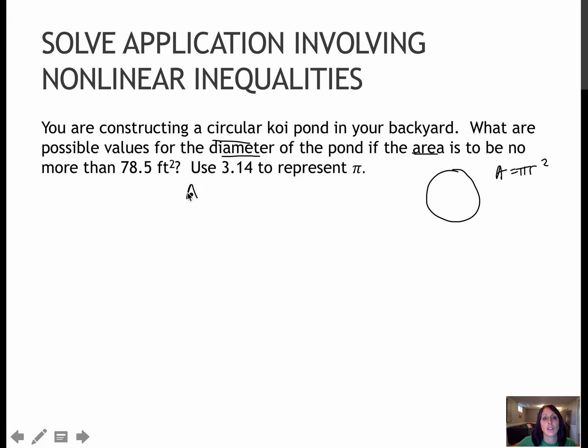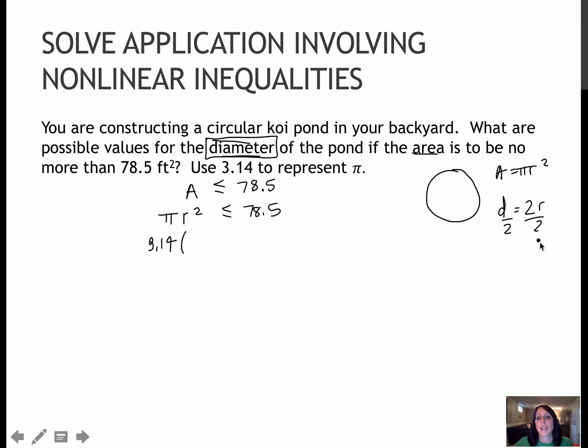So we need area to be no more than 78.5 feet. And area we're going to replace with pi r squared is less than or equal to 78.5. Now notice here they're not talking about r, radius, they're talking about diameter. So I'm going to plug in some values that I know. For pi, I'm going to use 3.14. For r, because diameter is equal to 2 radii, that means r is the same as d over 2. So instead of r squared, I'm going to use d over 2 squared.